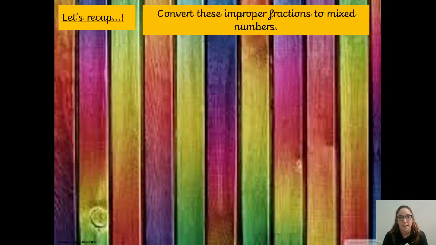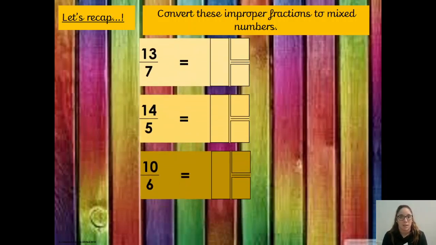Okay, so let's recap. Convert these improper fractions to mixed numbers. So here are your improper fractions. Remember, an improper fraction is a fraction which has a larger numerator and a smaller denominator. To work out the mixed number, you need to think how many 7s go into 13, because it shows 13 divided by 7, and then how many are left over. So how many wholes have you got and how many parts?